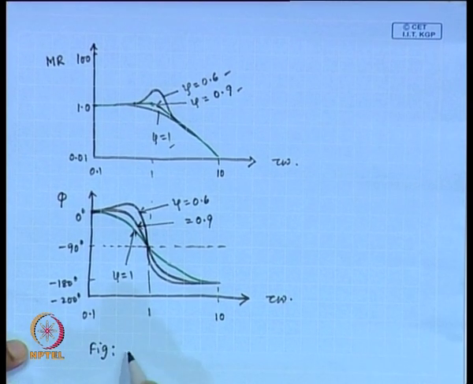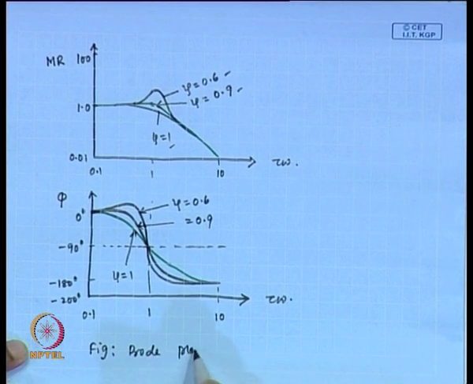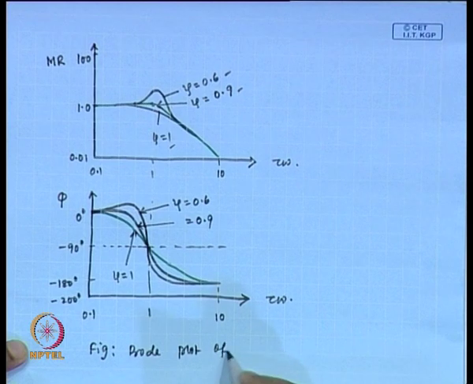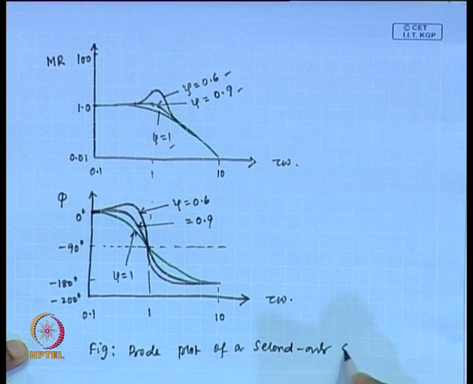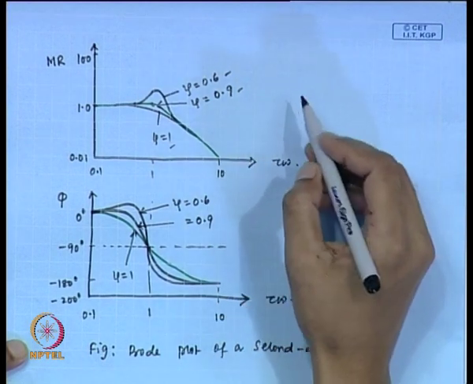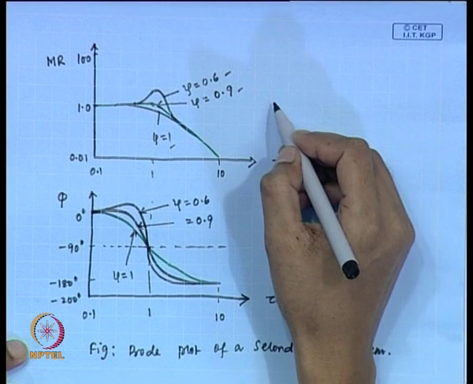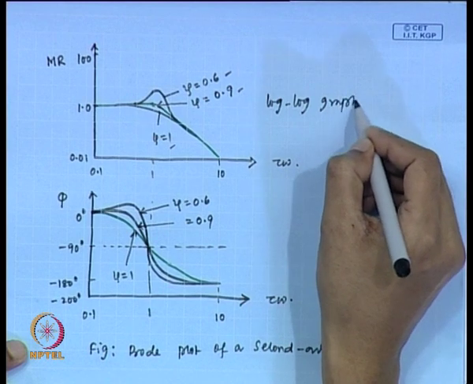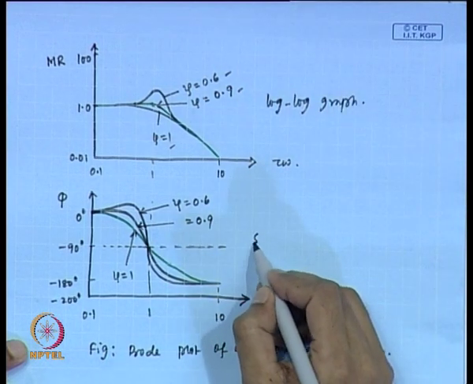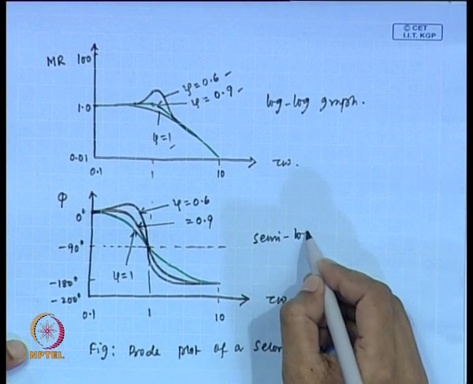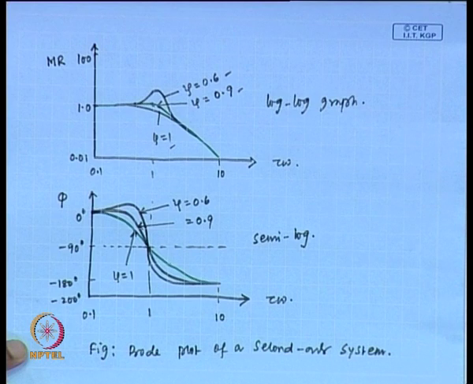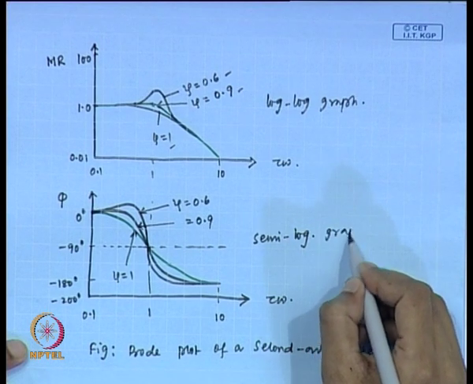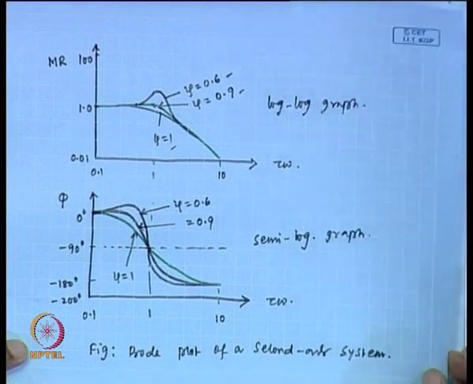So, this is the Bode plot of a second order system. The top one is plotted using log graph paper, and the bottom one is obtained considering semi-log graph paper. Fine.